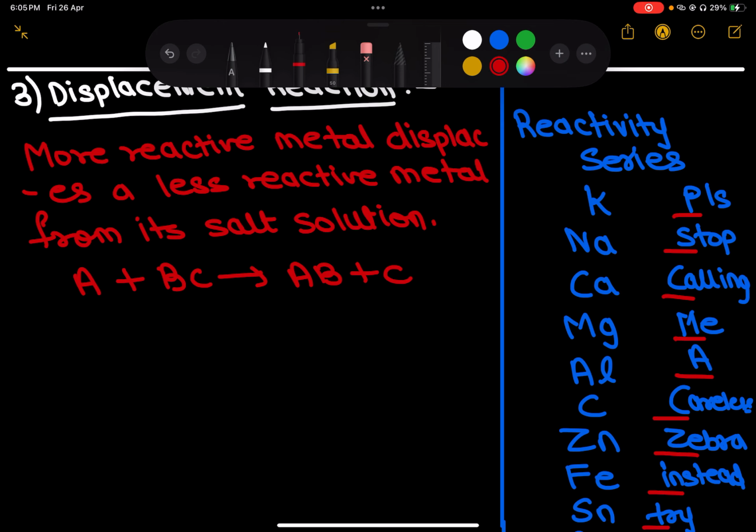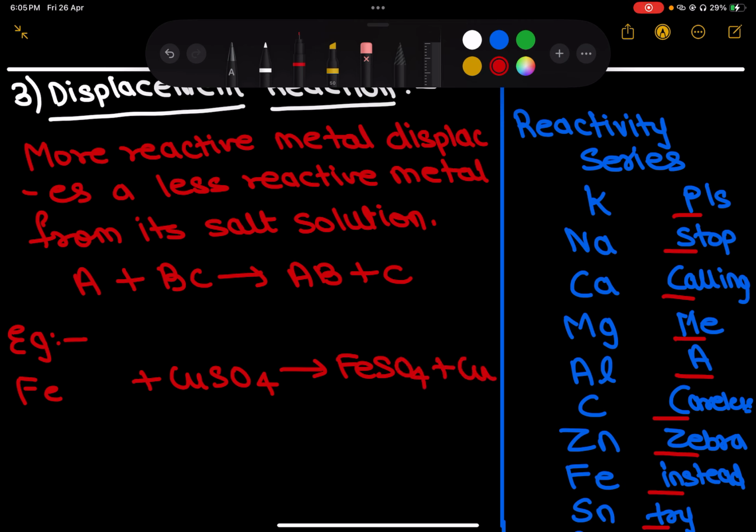Now examples here. The most common example is Fe plus CuSO4 gives FeSO4 plus Cu. Here Fe is iron and it is in its solid state. CuSO4 is aqueous. FeSO4 is aqueous and Cu is solid.